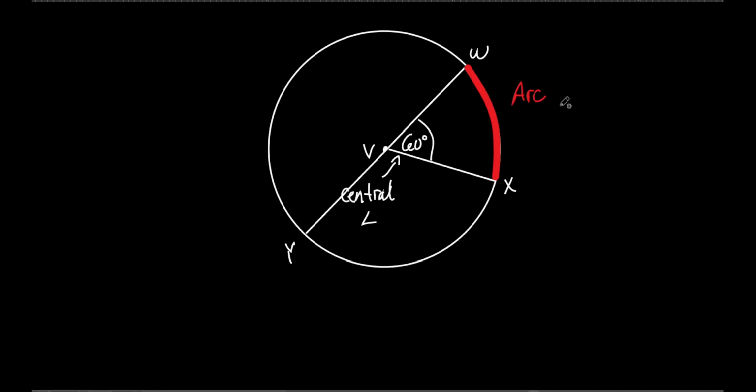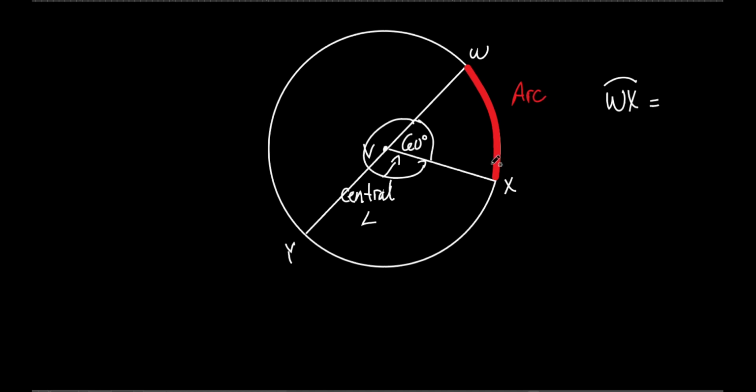Now, we have a way to represent the arc. What do you think we would call this arc, this red one right here? WX, that's right. Now, we have a little symbol for that. We don't write the word arc, we put a little one of these things over top of WX. That little thing means arc. So the arc is equal to a certain degree. If this is 60 degrees, and I start here and go to there, that's 60 degrees. What if I went all the way around like this? That would be 360.